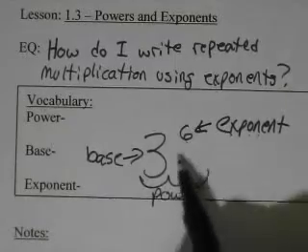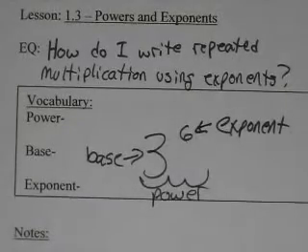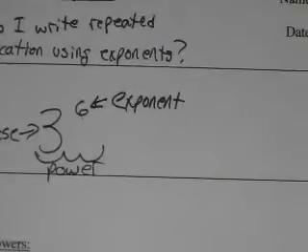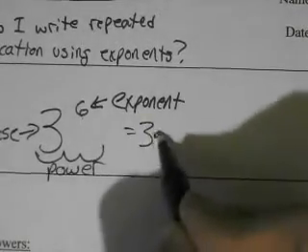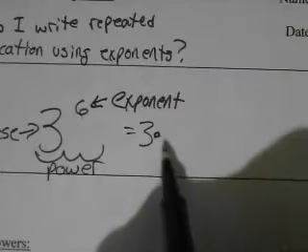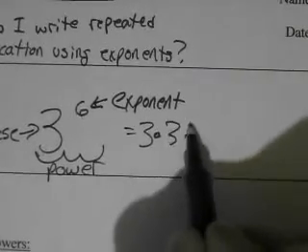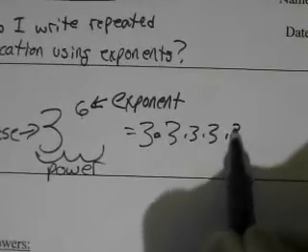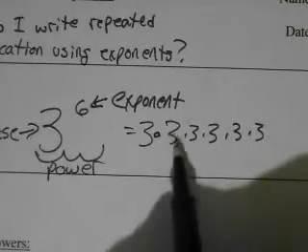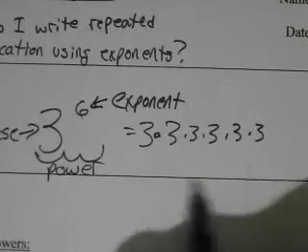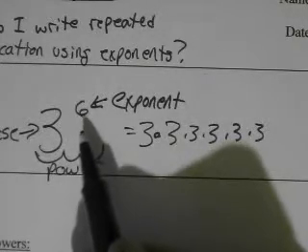Now, what does 3 to the 6th power mean? Well, what it really means is 3 times itself 6 times, meaning you should have 3 times 3 times 3 times 3 times 3 times 3. Notice there are 6 of them: 1, 2, 3, 4, 5, 6. That's how you get the exponent of 6.